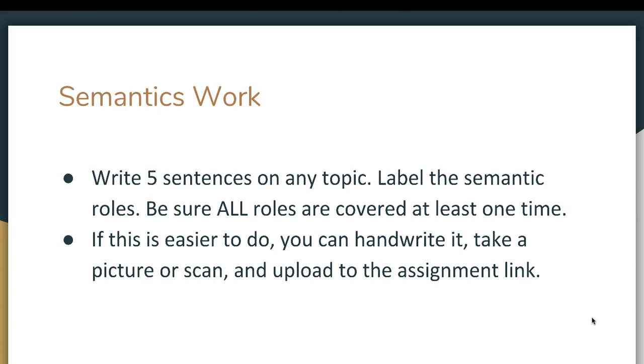For many of you, this might be easier to do. I know when it comes to underlining and labeling, maybe you type your sentences out and then you print it and you underline and you label, and that's perfectly fine. And if you decide to do that, then you can take a picture of it or you can scan and upload it for me. Okay, but let me know if you have questions about those semantic roles, or if you want to write a sentence and have me look at it before you go on to the next ones. But I think that you'll have a little bit of fun with that assignment.